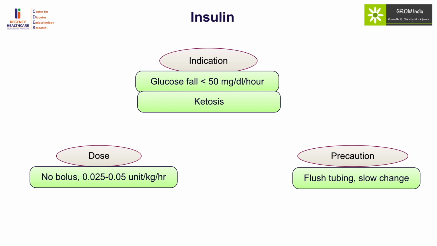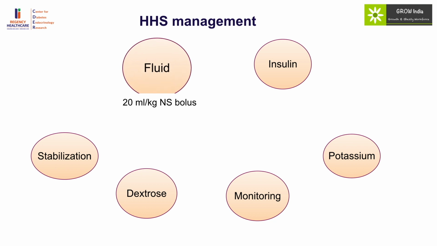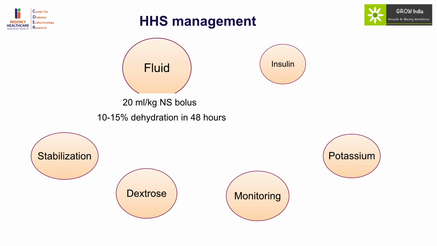So the management of HHS is different as compared to diabetic ketoacidosis in that the fluid requirement is higher, with higher bolus and greater dehydration level, and there is lesser requirement of insulin, started only when the blood sugar decline rate is less than 50 mg per dl per hour, at a lower dose of around 0.025 to 0.05 unit per kg per hour.